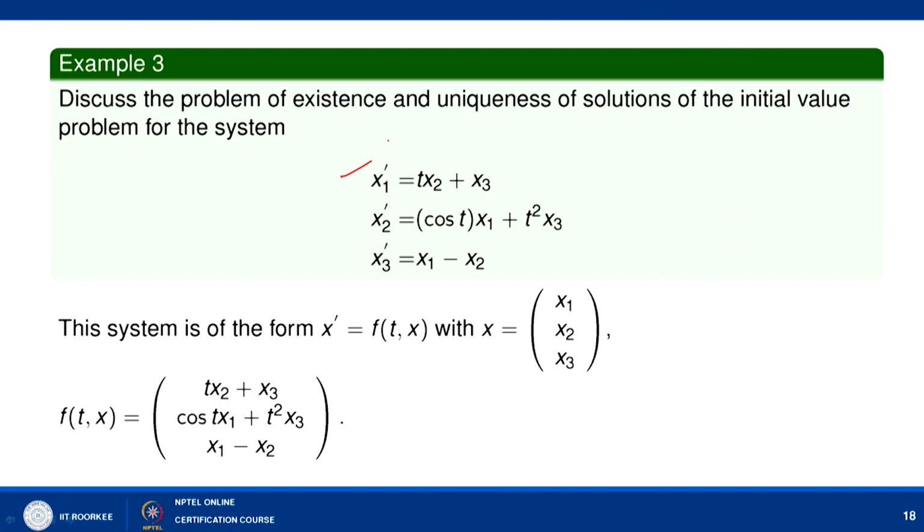Now, looking at the next example, here also we want to discuss the problem of existence and uniqueness. Consider the system x1 dash equals t x2 plus x3, x2 dash equals cos t x1 plus t square x3, x3 dash equals x1 minus x2, and we can write this system as x dash equals f(t, x) with x equal to (x1, x2, x3), and f(t, x) equal to (t x2 plus x3, cos t x1 plus t square x3, x1 minus x2).